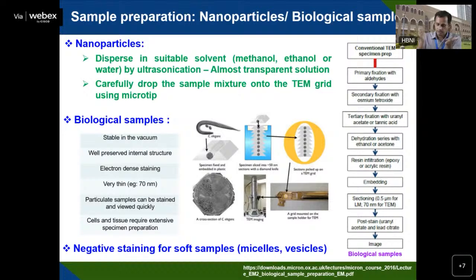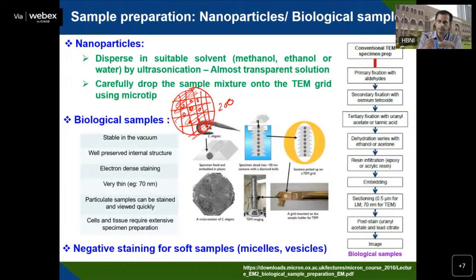If you see, this is a TEM grid, and on it you have this type of meshes, these boxes. If it's a 200 grid TEM, then there will be 200 meshes. If it's a 300 grid, then there will be 300 boxes. On these boxes, there will be a thin layer of carbon coating, to provide a conducting layer. On that carbon, you have to drop cast your sample. Your sample will go and stick on this space. So then you go and image with it.